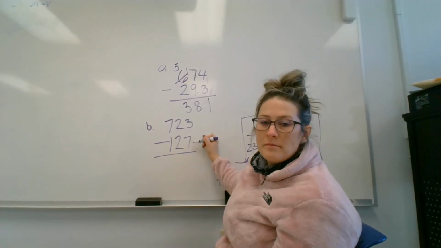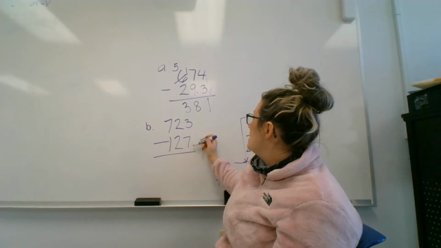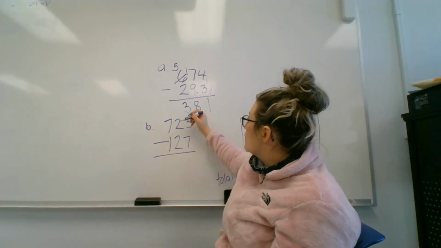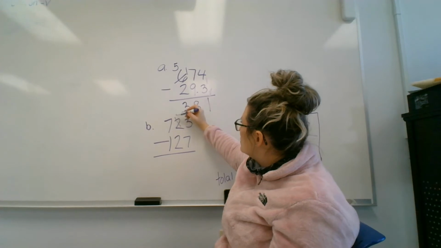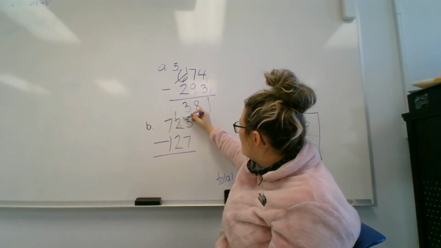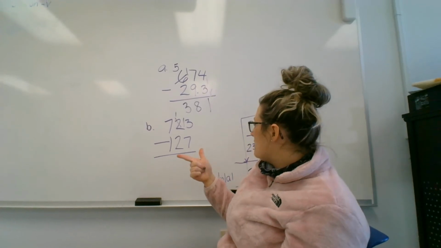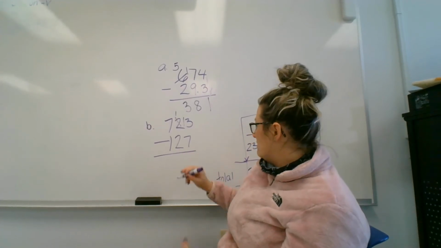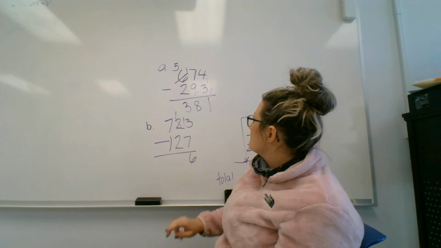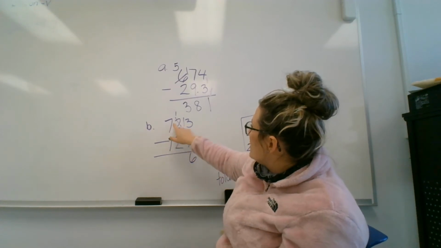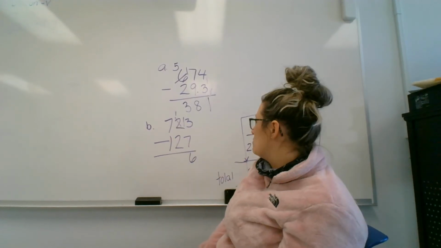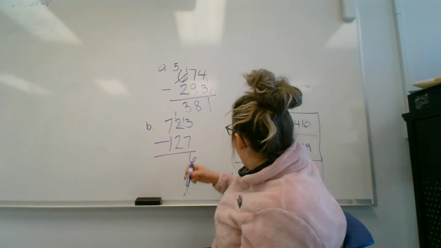Problem B. There's a 7 on the bottom. Do I have to borrow? Yes. So I'm going to go over here, cross out my 2. 2 minus 1 is 1. Now I have 13 minus 7. 13 minus 7, 13, 12, 11, 10, 9, 8, 7, 6. Now I have 2 down here and a 1 up here. I don't have a 2 anymore. So now I have to borrow again.